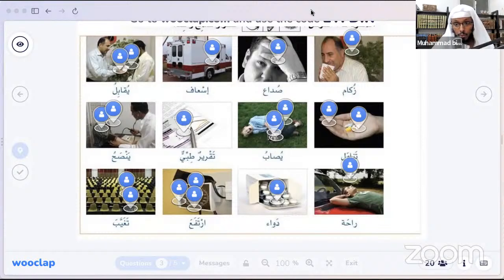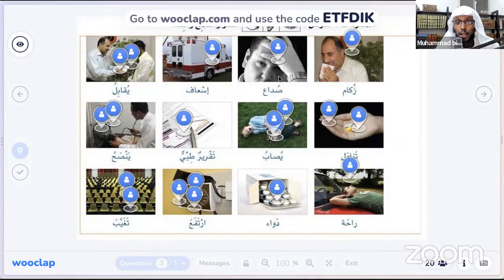So basically every single word seems to be new. No problem. Zukam means a cold or a flu. Suda' is headache or migraine. They use the same picture again for alam. Is'af, ambulance. Yuqabil means to meet someone. Qabala yuqabilu, muqabalatan. Tanawala means to take something. So taking the medicine, nawaltu.